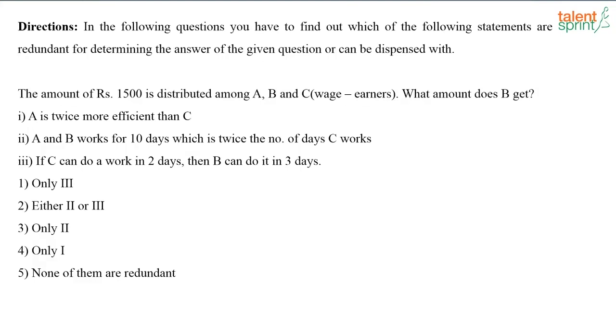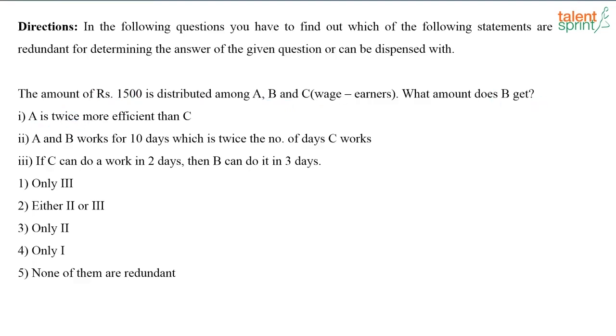The question is, the amount of rupees 1,500 is distributed among A, B and C, who are wage earners. What amount does B get? And they have given three statements about the efficiency of each of them and the days on which they are working. So let us solve it. What is given? The amount of rupees 1,500 is to be distributed among A, B and C. How much does B get?